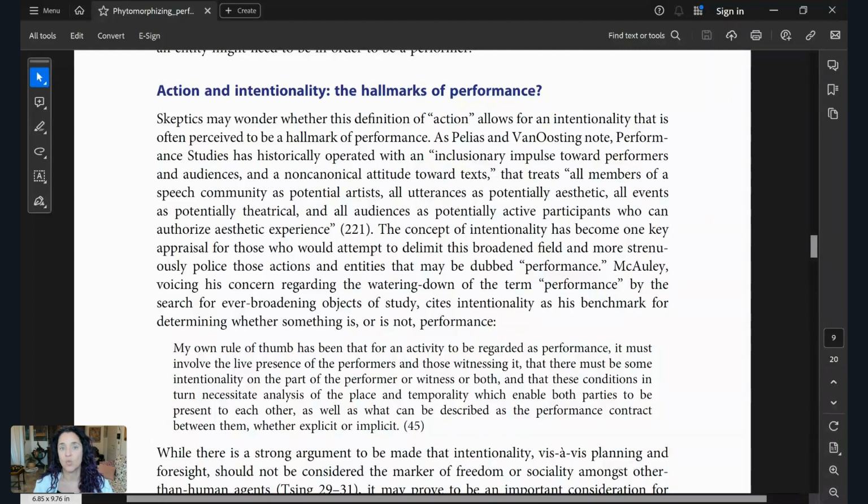We have established the definitions of performance and the understandings of performance. We've defined what some of the objections would be to considering plants as performers and including them in the performance world. And now we're about to get into the actual hallmarks of performance and how it is that plants can be active agents in this. So I feel like this is a really great time to stop.